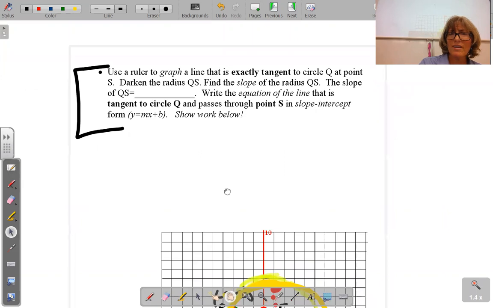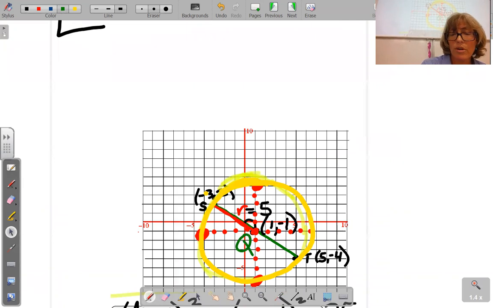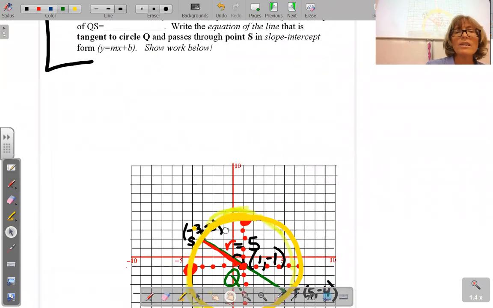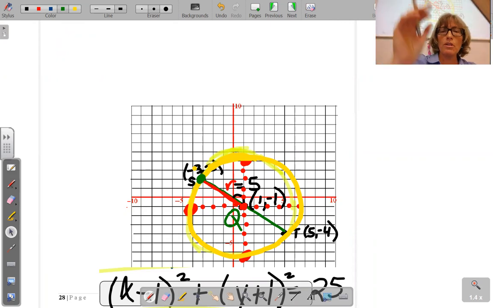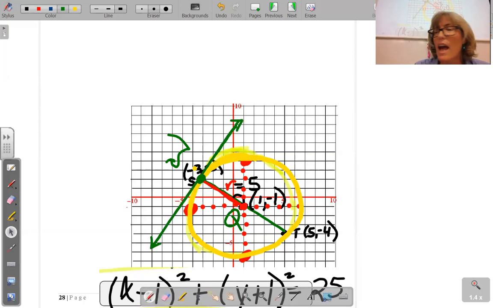It said use a ruler and draw a line that is tangent to circle Q. So we named this center Q, and we want to draw it at point S. Using a straight edge, we're going to draw a line that is tangent to the circle at S. Very nice. So that is our tangent line.